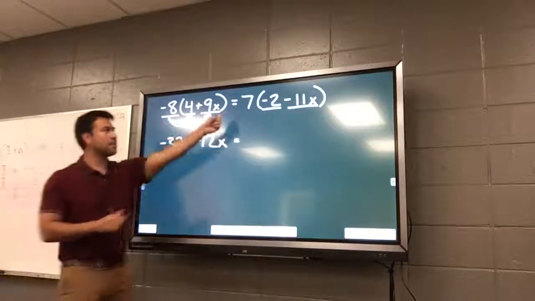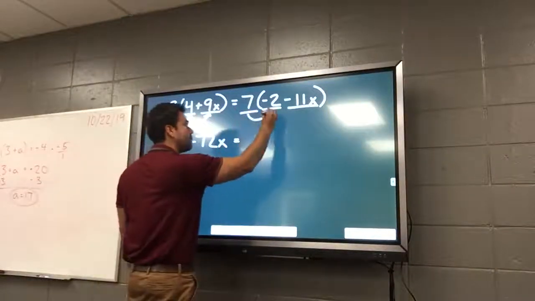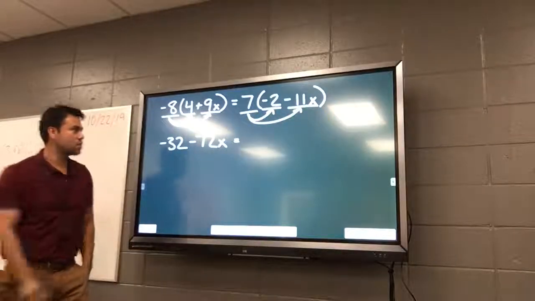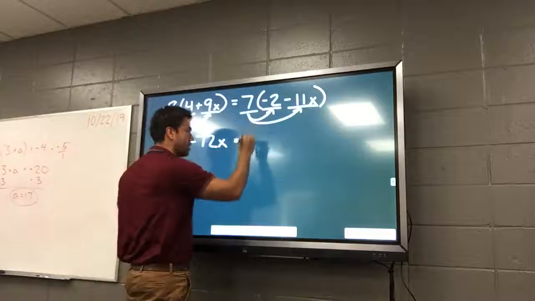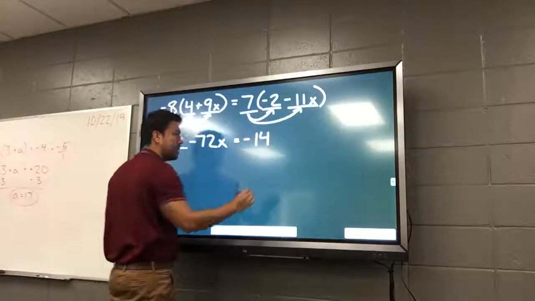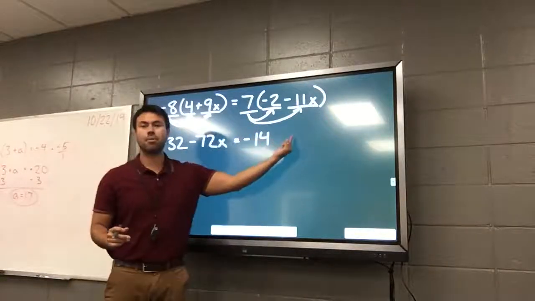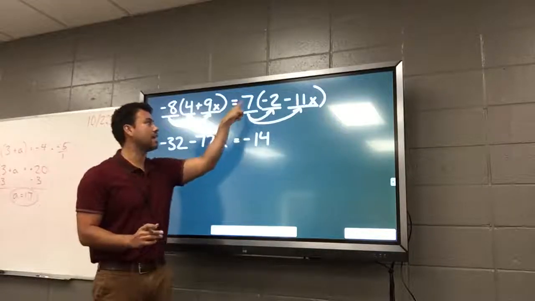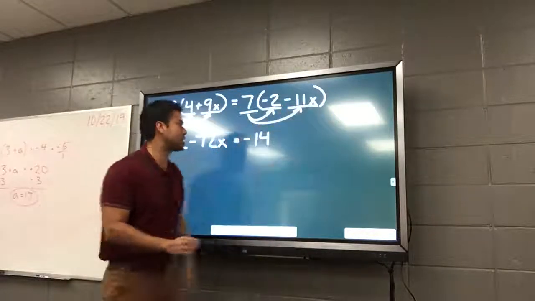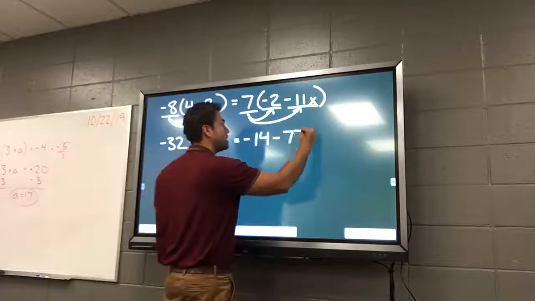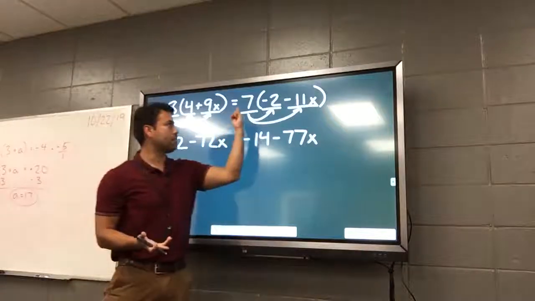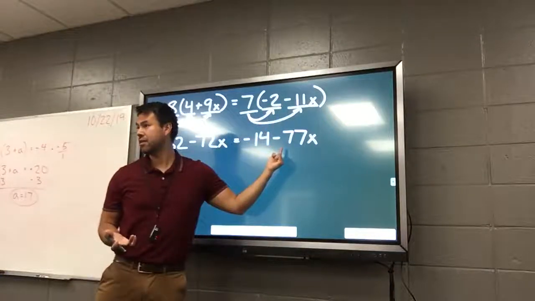Okay, I'm going to multiply this 7 by both terms inside those parentheses. So what's 7 times negative 2? Negative 14. And do you guys notice I'm not even putting a plus sign there? I'm not putting anything there. I simply look: what's 7 times negative 11x? Negative 77x. And you're like, why do you put a negative there? Well, a positive times a negative is negative. So I just put that there.